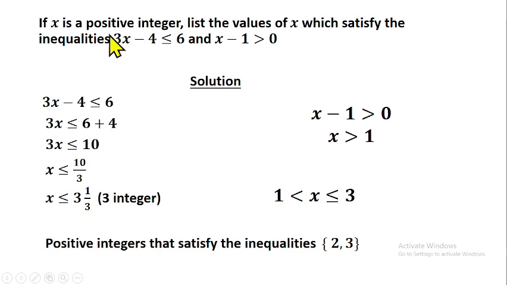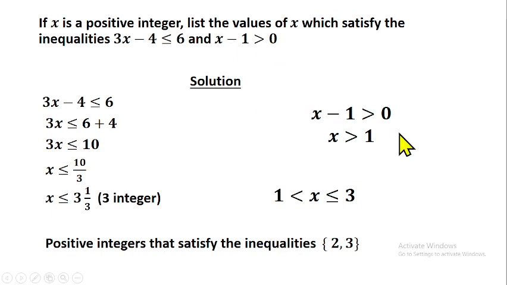Why do we change it? Because we are looking for integers there. 10 over 3 is not an integer because it is a fraction. But if you convert it to a decimal number or to an improper fraction, you will know that there's an integer there, which is this 3 here. This 3 whole number 1 over 3. So this whole number is the integer there. So the integer we are considering in this one is 3.